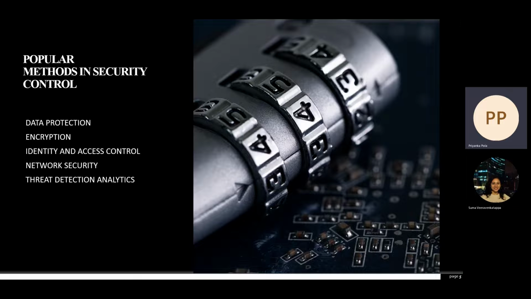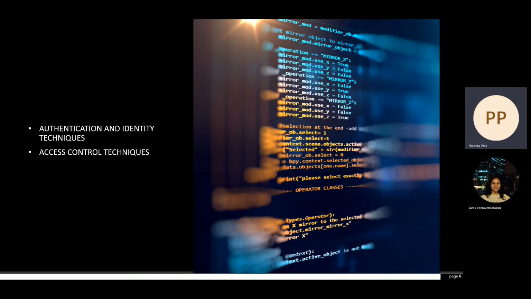Moving on to the next slide. Here we're going to discuss more about the authentication and identity techniques, and also access control techniques. Some of the authentication and identity techniques are session-based authentication and token-based authentication.